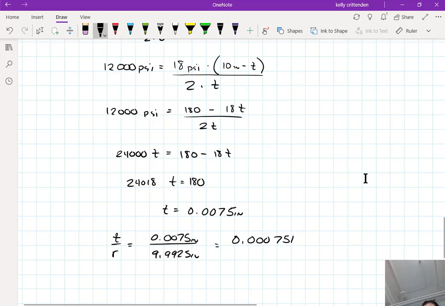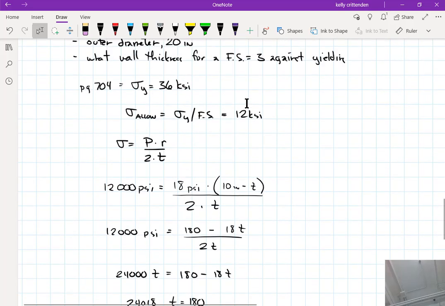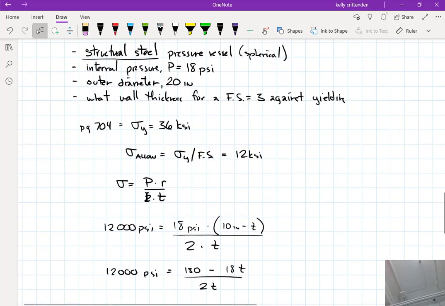It is 0.000751, more or less. So way less than 1 over 10. So it would qualify as a thin wall pressure vessel. But these are the kind of problems I can't ask something much more complicated than this for a pressure vessel. I could give you a cylindrical one, and then you have to know to use PR over T instead of PR over 2T. But they're pretty straightforward problems.